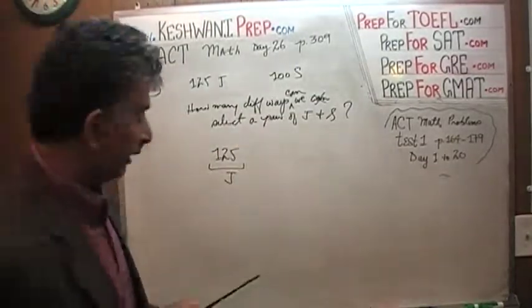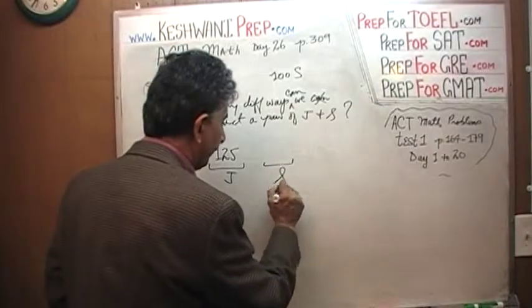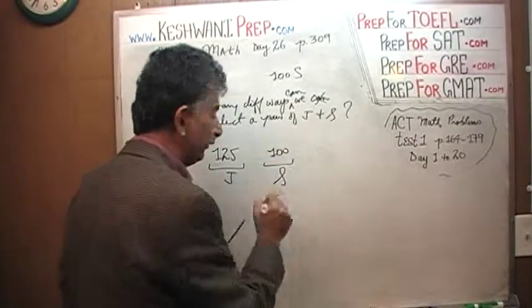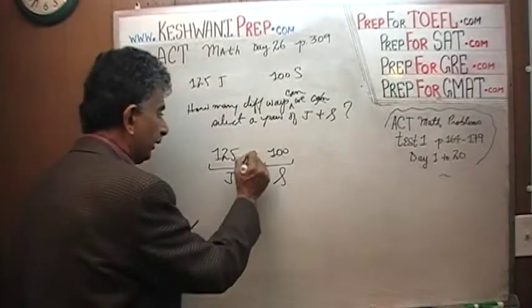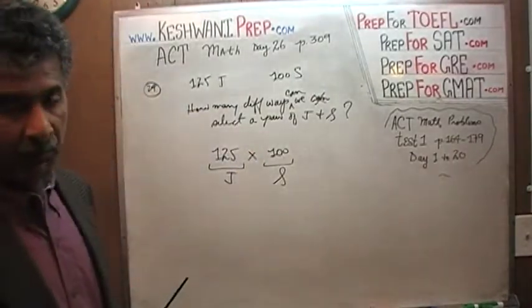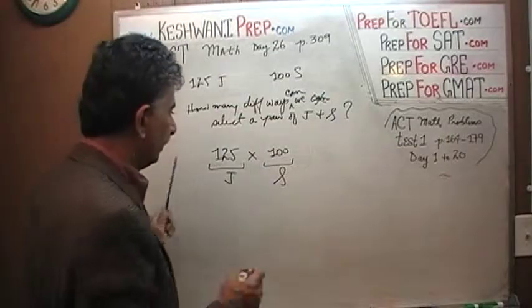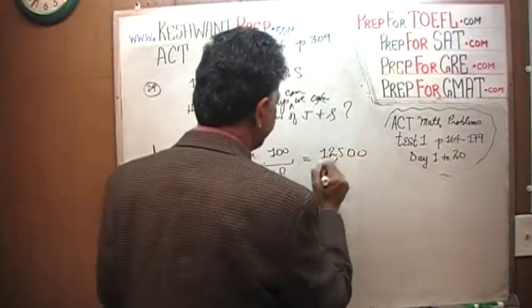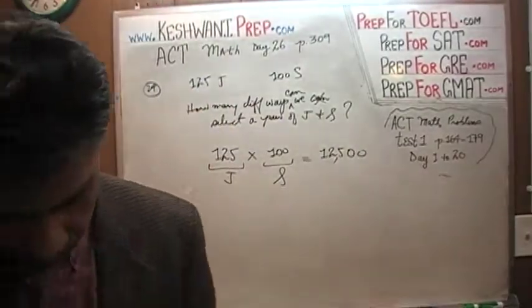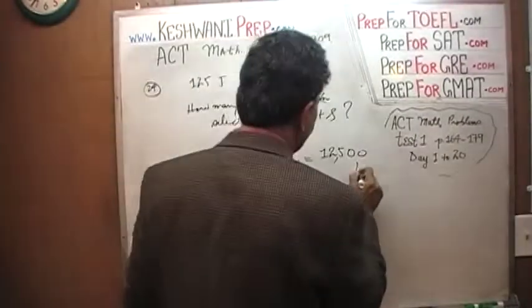How many different ways can we pick a senior? Very simple. There are 100 different seniors. We can pick any one of those 100 people. And therefore, altogether, the number of ways that we can pick a pair is 125 times 100, which comes out to be 12,500. And that's answer choice K, the very last one. Answer choice K.